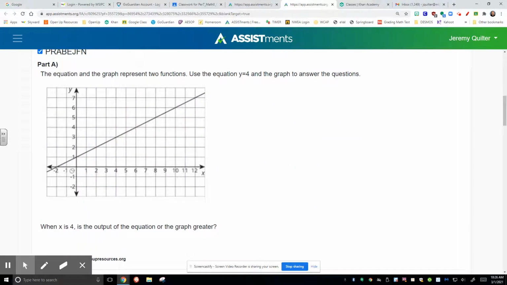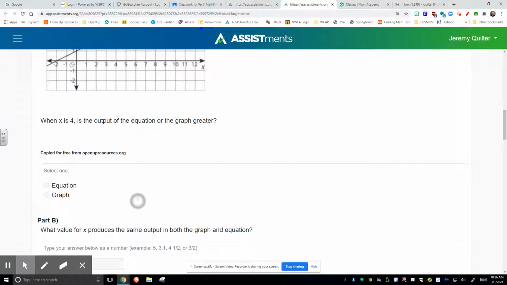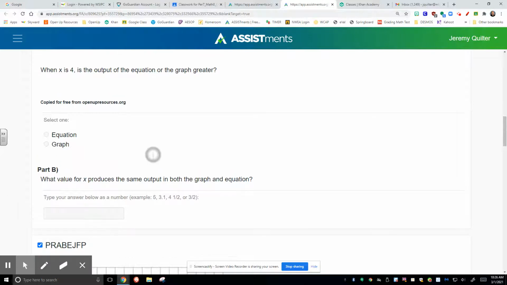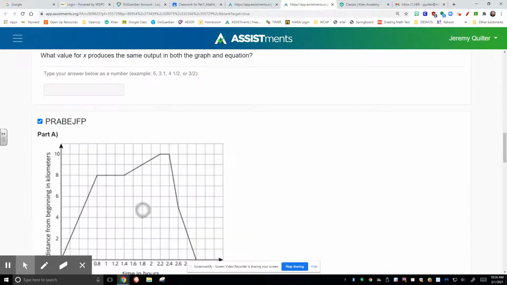This one, part A, is the equation of the graph represents two functions. Use the equation y equals 4 and the graph to answer the questions. In this case, it's all about interpreting with another equation that's not written. Y equals 4 is right there. That should be enough information to help you with this equation. But when x is 4, is the output of the equation on the graph greater or less? Pick one. And then for what value of x produces the same output in both the graph and the equation, go back and interpret the equation or interpret the graph.